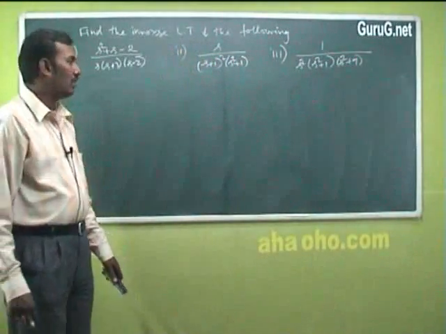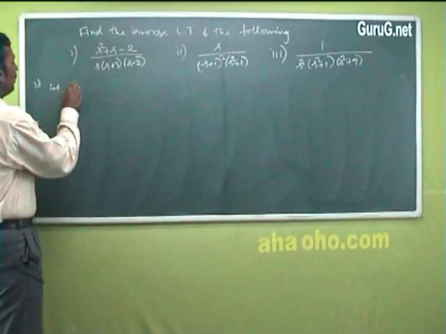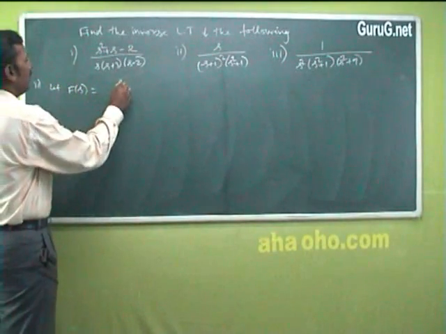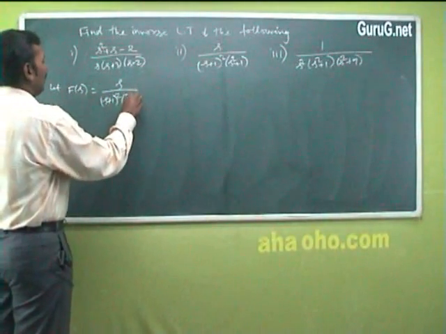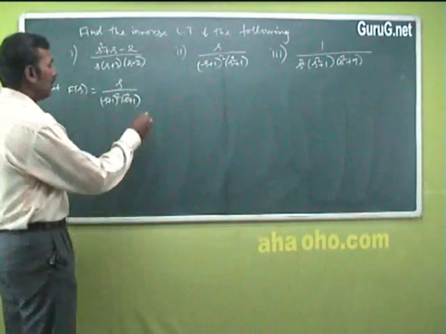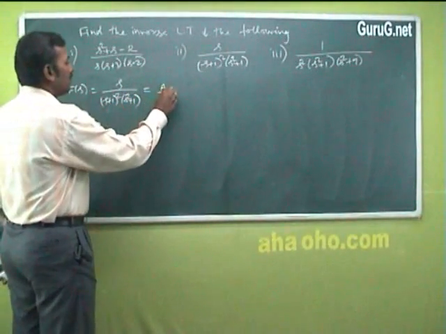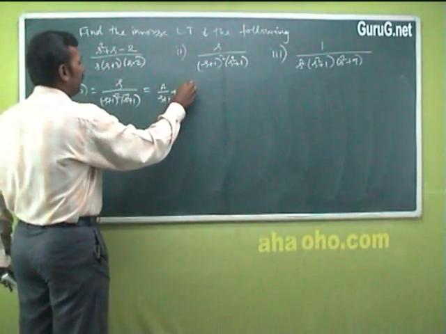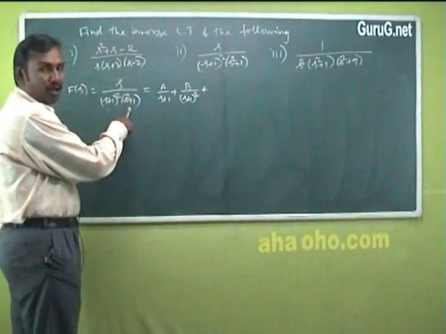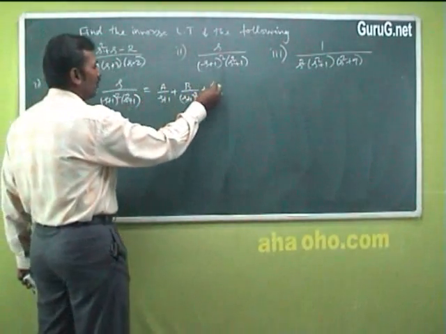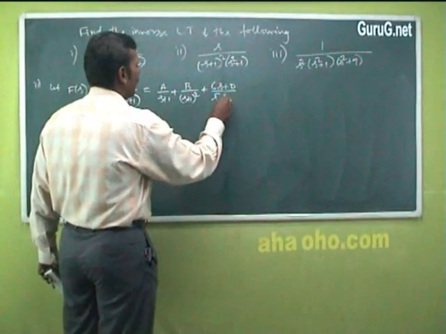Okay. The second problem, we take let f of s equal s by s plus 1 the whole square into s square plus 1. How do I do partial fractions for this? So it is a linear factor repeated. So a by s plus 1 plus b by s plus 1 the whole square plus, so it is a quadratic factor. Now what will the numerator be? Linear. cs plus d by s square plus 1.